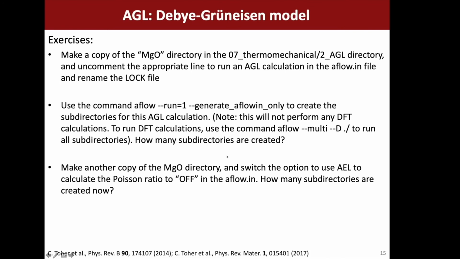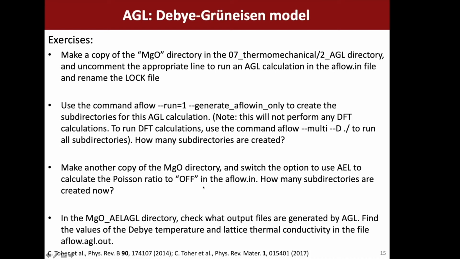Okay, this time, the next one is you go in and switch the option to use AEL to calculate the Poisson ratio to off. Then rerun again and see which subdirectories are created this time. Finally, in the output directory MGO_AEL_AGL, check what output files are generated by AGL and find the values of the Debye temperature and the lattice thermal conductivity in the file AFLOW.AGL.out.